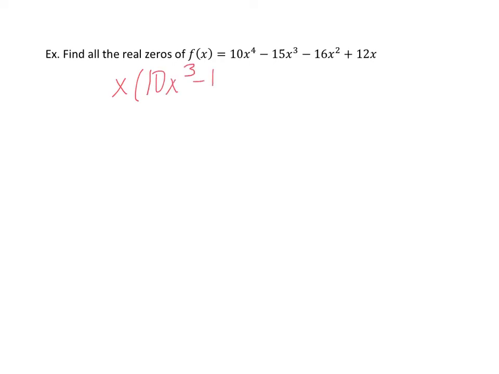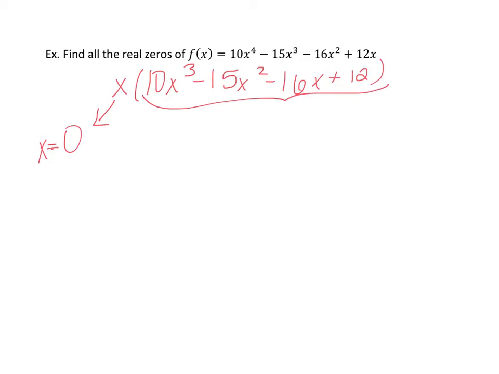10x cubed minus 15x squared minus 16x plus 12. Okay, so this is one of your zeros. We're going to take that out from the very beginning. Now we just have to find the zeros for this guy.